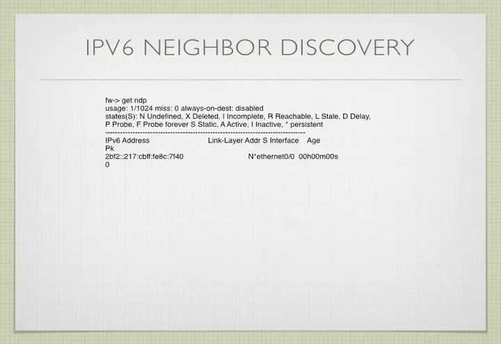Neighbor discovery, NDP, is the keyword, so this is a new keyword entirely. This is get NDP, not from our previous lists, and it allows you to see if it's found any neighbors on the segment.